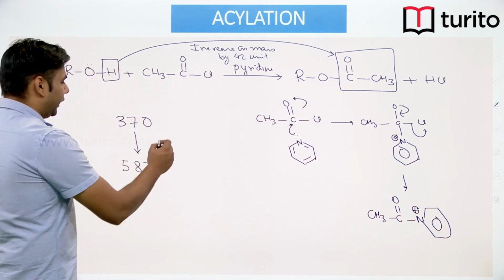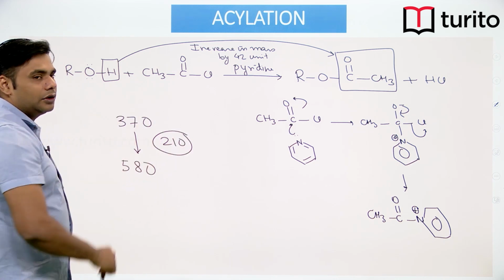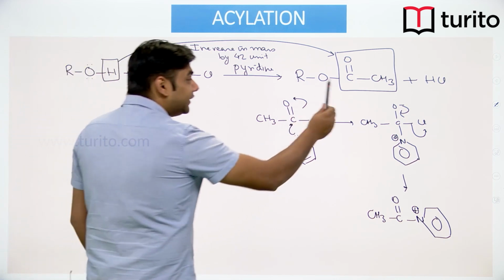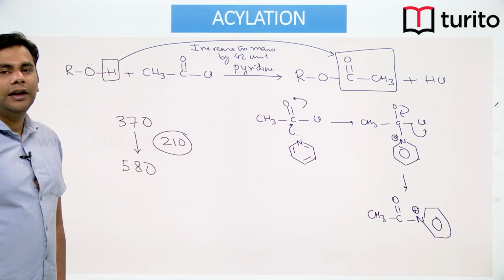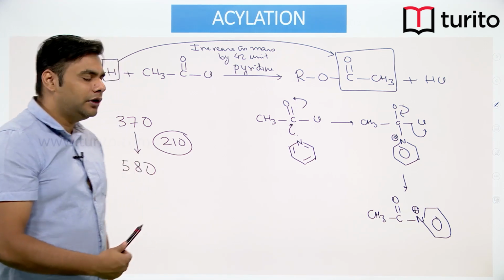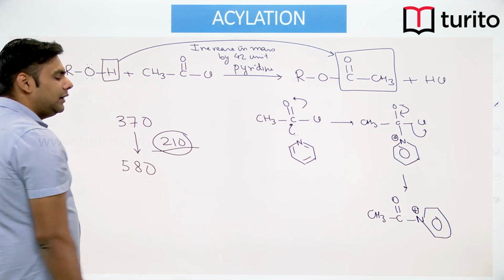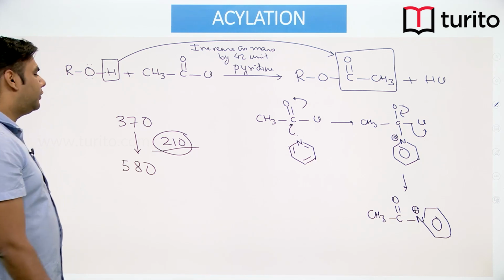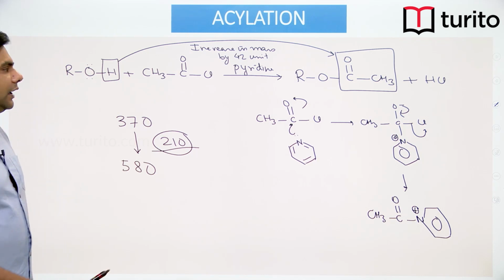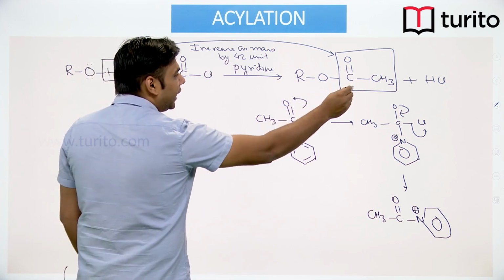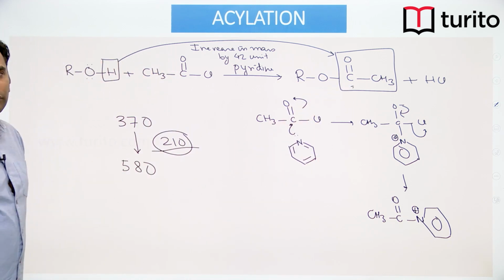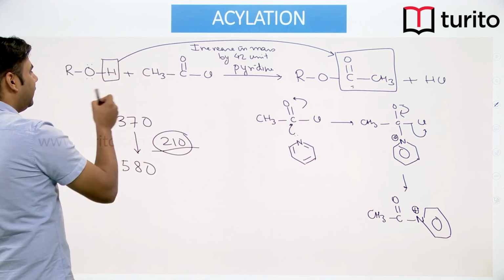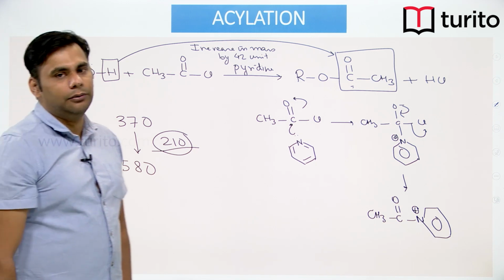So there was an increase of mass of 210. Now we know that when one C double bond O CH3 is incorporated, the molar mass would increase by 42. Because the molar mass is increased by 210 units, there would have been 5 such groups incorporated. Because 5 groups have been incorporated, it indicates that there are 5 OH groups present in the molecule.